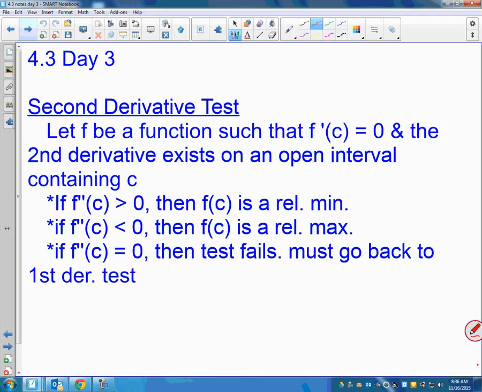Because if the second derivative at that critical point is greater than 0, then that graph is concave up. Does that make sense? If you know it's a critical point, where the first derivative equals 0, and the graph is concave up, then that means it's a minimum on the graph.